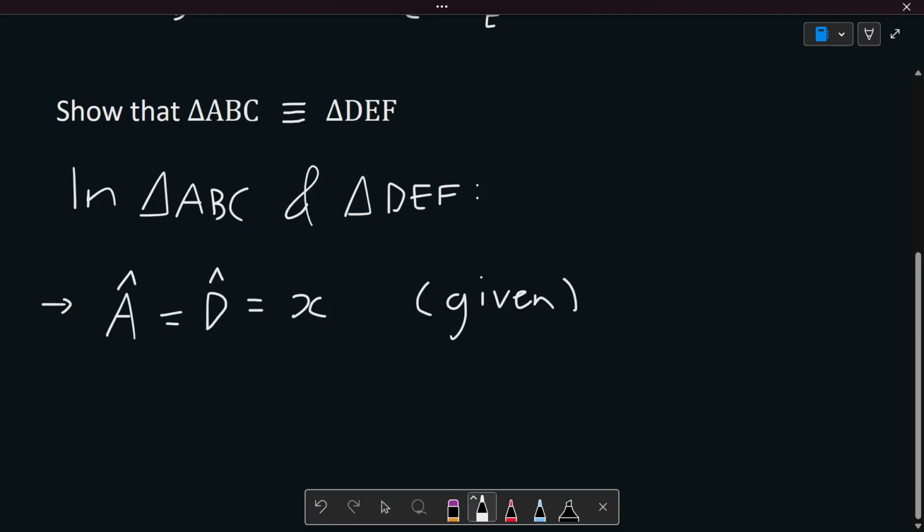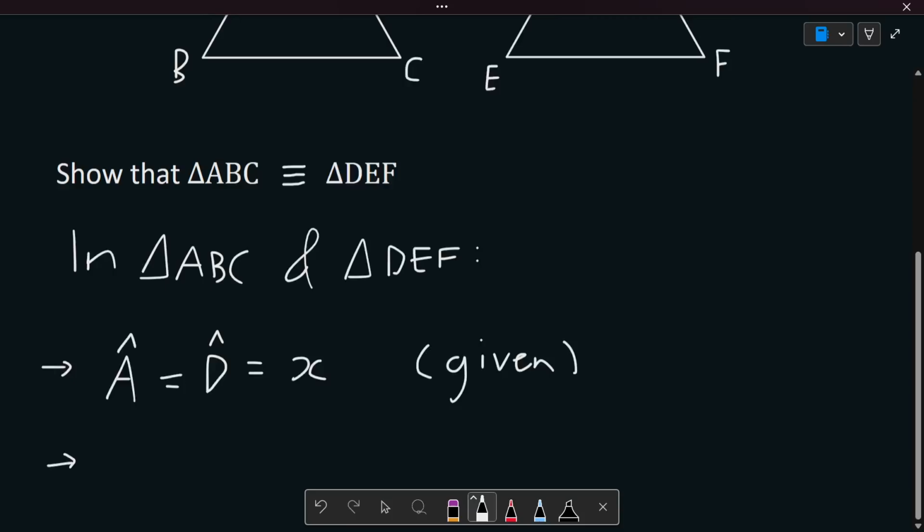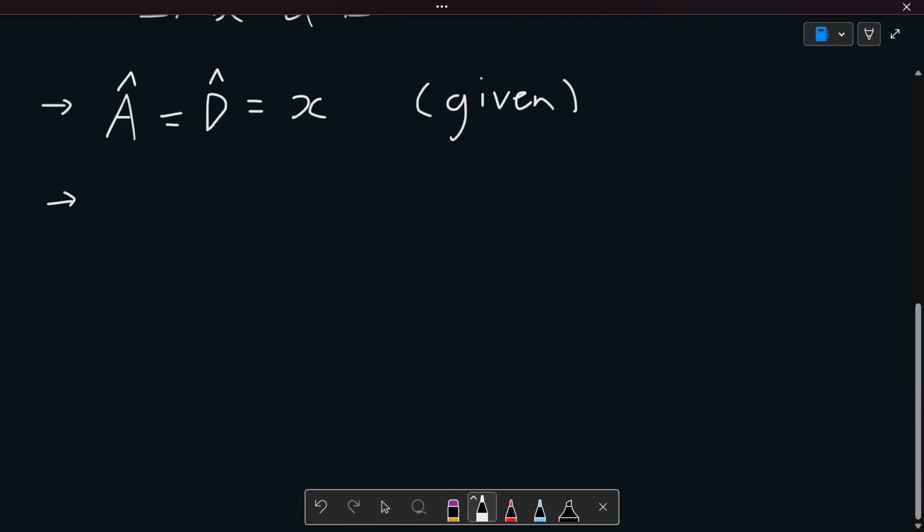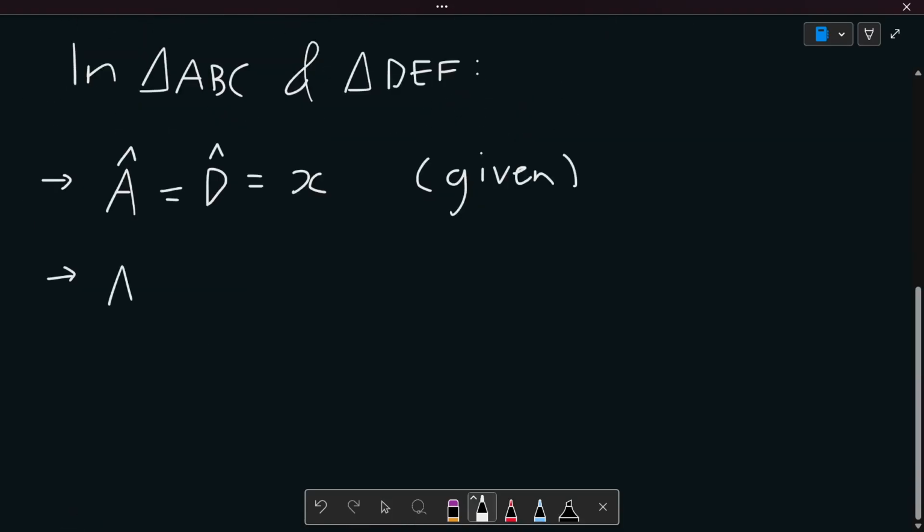Now our next step is to see what is the same over here. We can see that AB has a side of Y and DE also has the side Y. So what we can say is that AB is equal to DE because they have the same side length of Y. And why are we saying this? It's because it is given to us. That's why we say that this information is true.